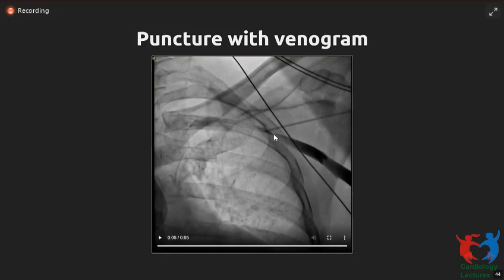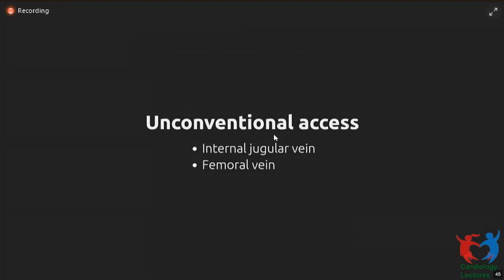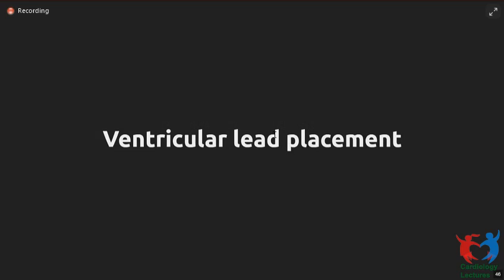If you're not seeing indentation, you know you're not at the right depth when you're going. So while contrast is still in the vein, try to puncture. It helps. I'm not going to really cover the unconventional access. Extremely rarely required. In our 10 years here at JIPMER, we have not required this in any of the patients. So let's not cover this here.